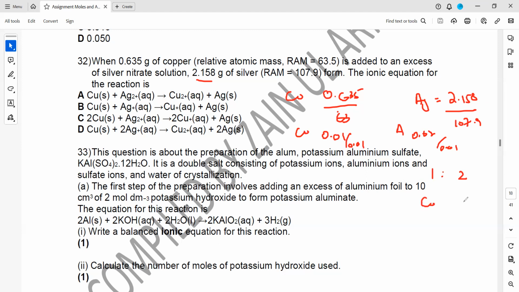If 1 mole of copper is used, then it should produce 2 moles of silver. Which option has a ratio between copper and silver of 1 to 2 when you check the options? Option D is correct: one mole of solid copper will produce 2 moles of solid silver. So D should be the right answer. Is it clear?